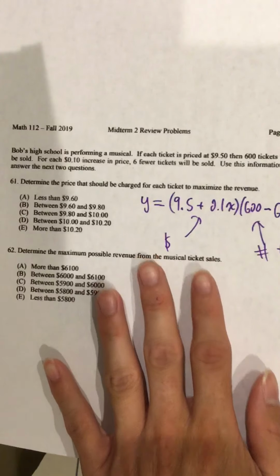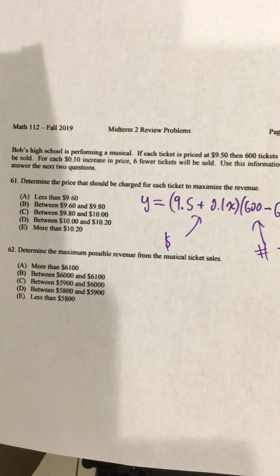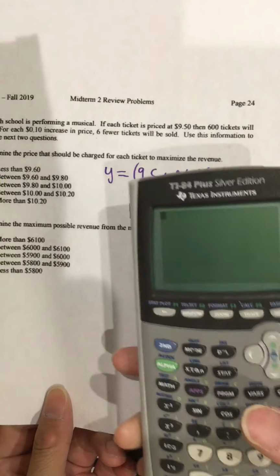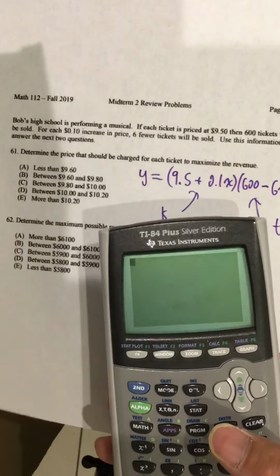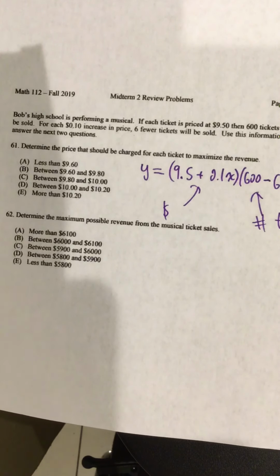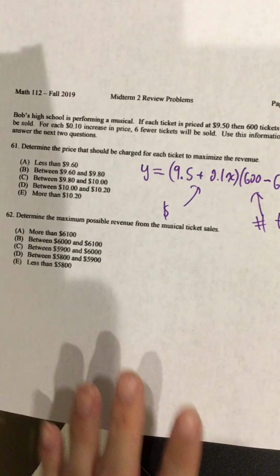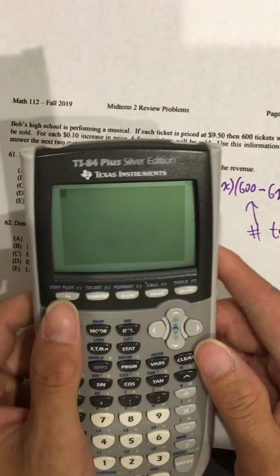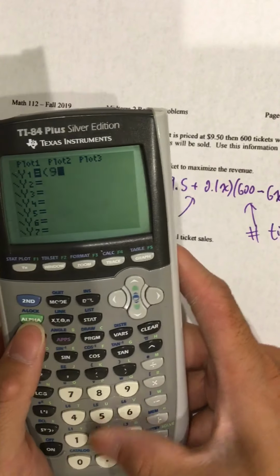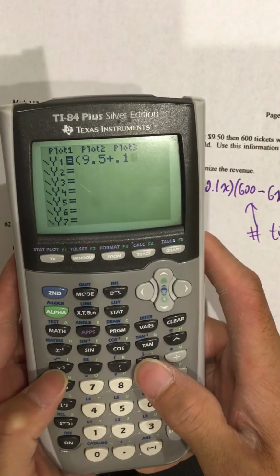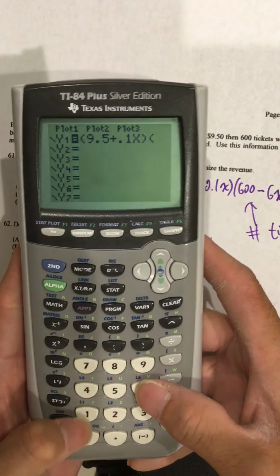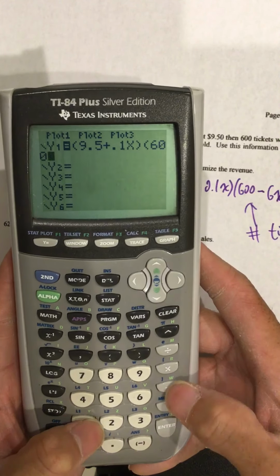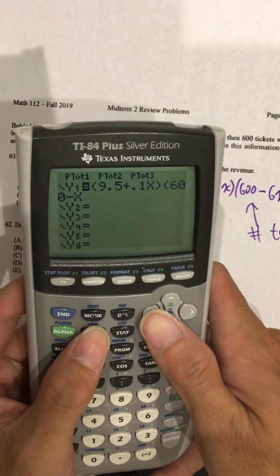One of the reasons I like this problem is that it's a good test of how skillful you are with your graphing calculator, because you have a couple ways you can go about this question. You can use your graphing calculator, or you can do this algebraically. I'm going to go straight to my graphing calculator: 9.5 plus 0.1x times 600 minus x. Oh, sorry, minus 6x.